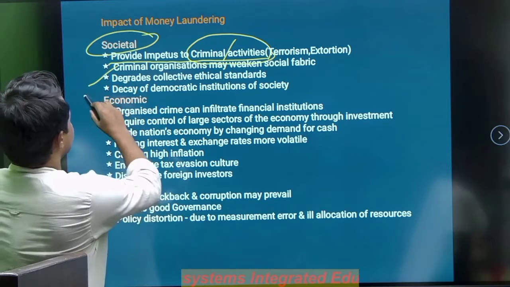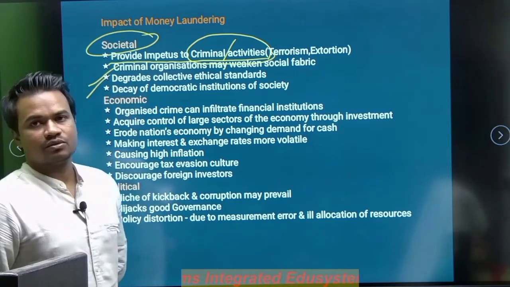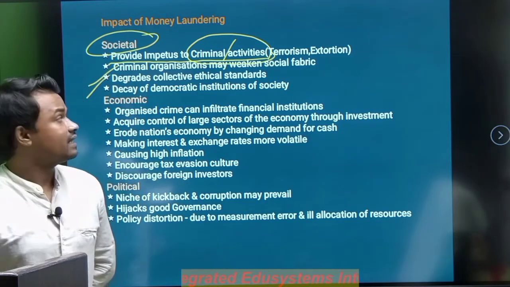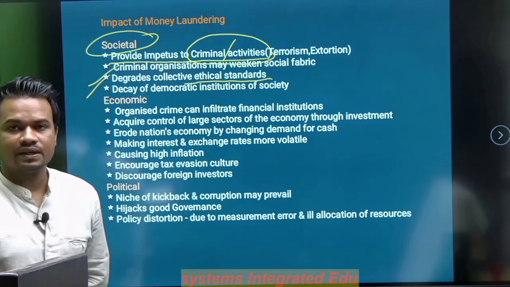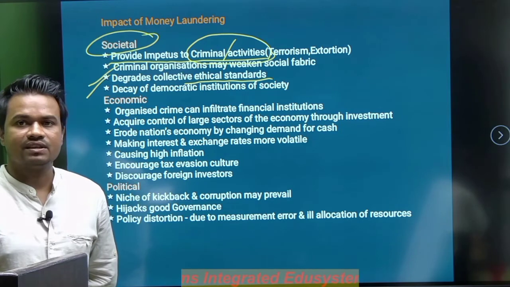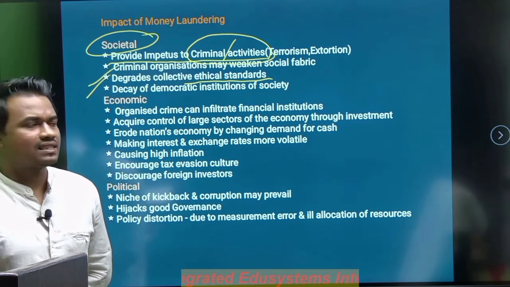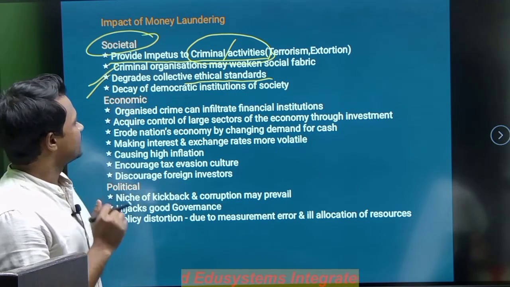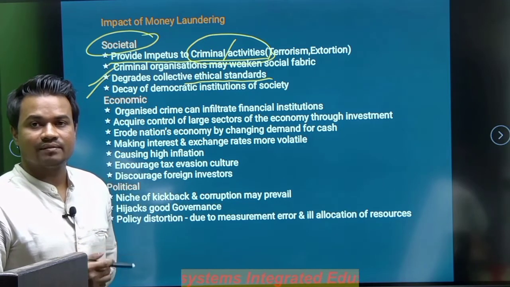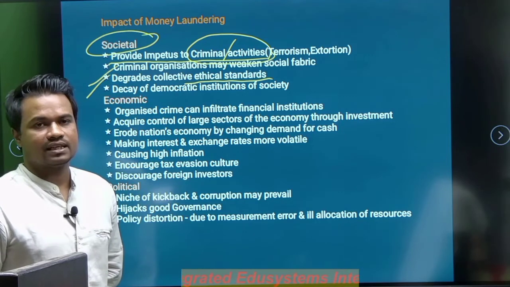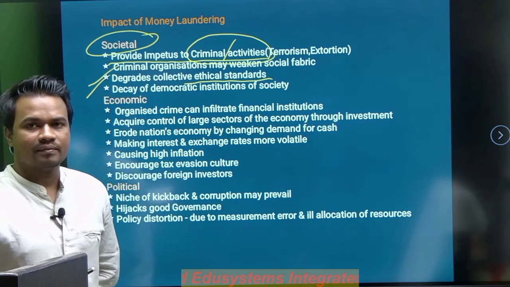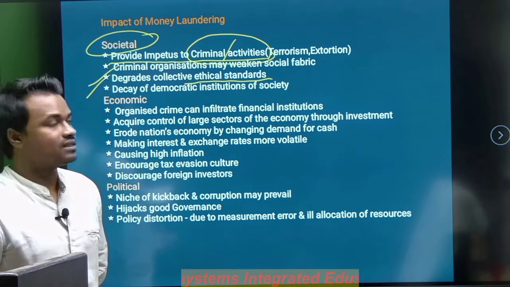And third is degrading collective ethical standards. What we have believed, like ethical standards, living in harmony, living with unity and fraternity, these ethical standards can be degraded because of money laundering led factionist groups, or the society may be divided or fragmented because of these radical activities.